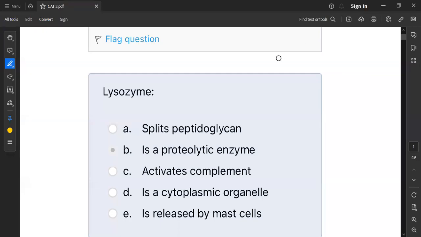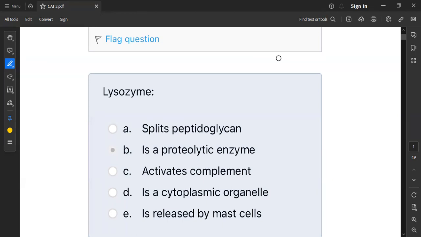There is not too much work. Now, we'll be doing MCQs, and hopefully we'll be done in 1 hour. First question is lysozyme. Who knows what's the function of the lysozyme?